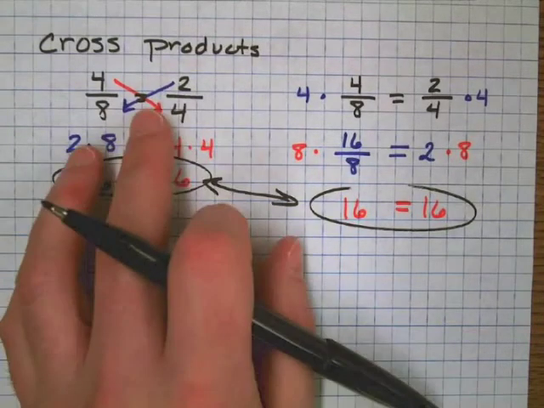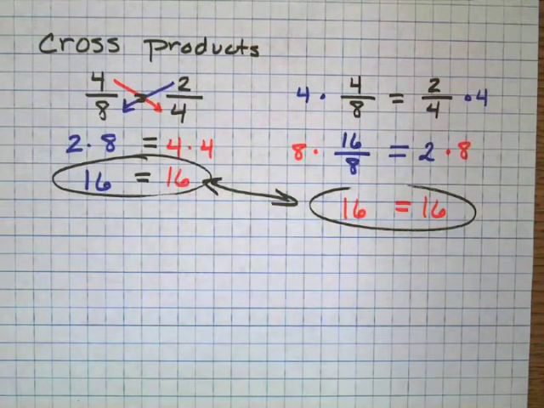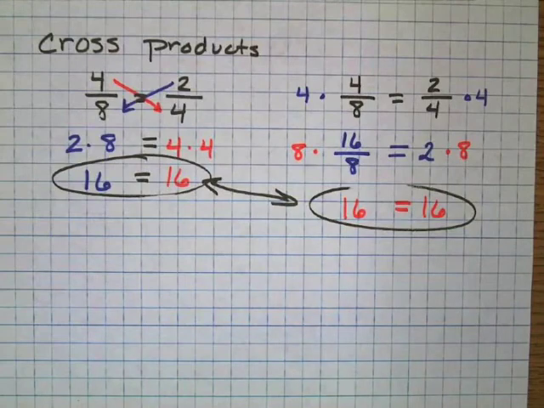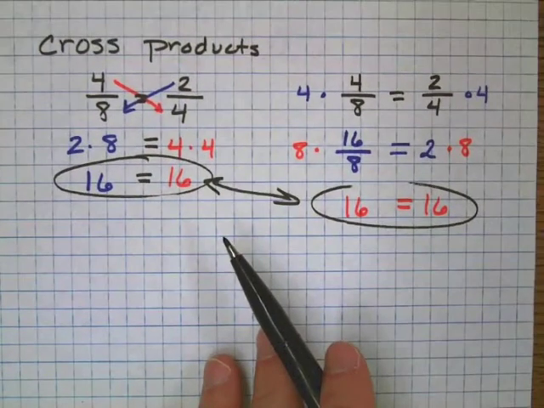Now, if I already know that these are equivalent in the beginning, why would I want to do this? Well, this is where, if we have a variable or an unknown in one of these places, cross products can help us, and that's what we're going to look at next.